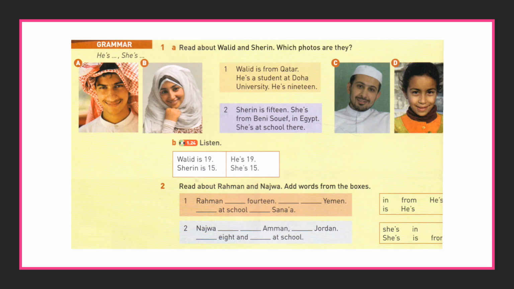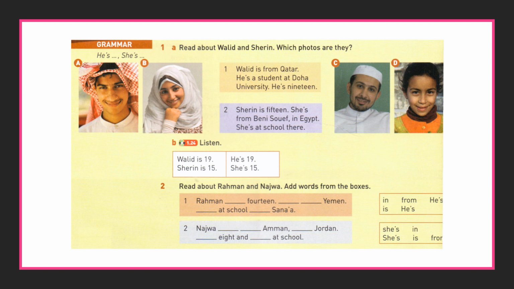Now, here we have a grammar. As we said, when we want to talk about a man, we will start with he. And a woman we will say she. Okay? So read about Walid and Shireen. Which photos are they? So now I want you to stop the video, read the paragraph, and then match it with the pictures. We have 4 pictures, A, B, C, and D. Okay, read it and please match it with the picture, and I'm going to provide you with the answer.